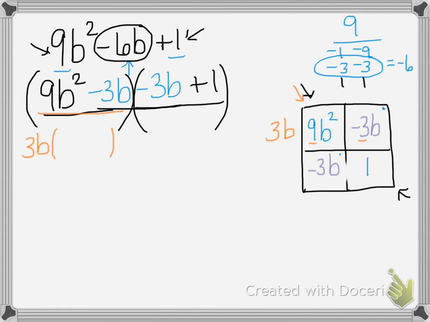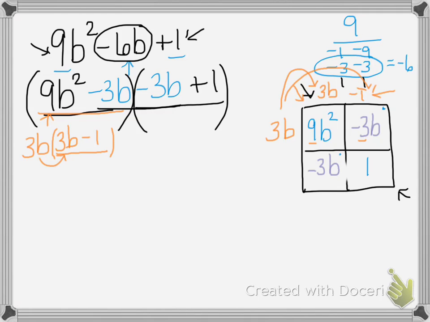What is left on the inside? Well, what would you multiply 3b by to get 9b squared? You would multiply by 3b. The same thing here. So 3b times 3b is 9b squared. Now we have to look at that second term right here. What would you multiply 3b by to get a negative 3b? Well, that would be a negative 1. So we have this factor of 3b minus 1.